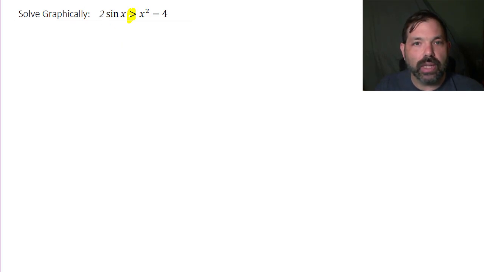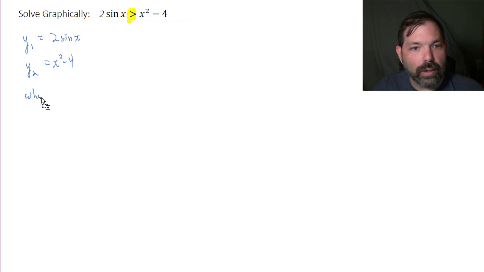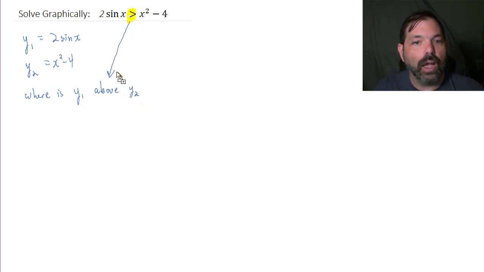So we start the same. I'm going to call the y1 the 2 sine x. Let me call the y2 the x squared minus 4. And really what I want is, I need to answer, where is the y1 curve above the y2 curve? Since it's a greater than inequality, where is the y1 above the y2?